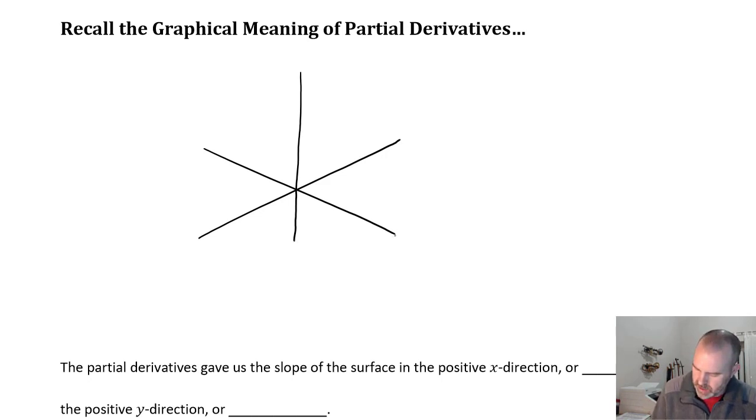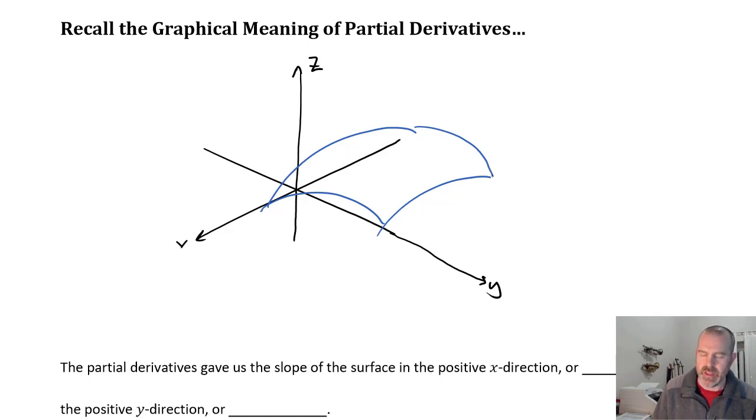Let's get an X, a Y, and a Z. And let's make our Y a little bit longer here. So we have an X and a Y and a Z. And let's say we have some surface above that. We'll draw a surface in blue. We're just going to draw an arc, which looks like a little parachute hanging above the plane there.